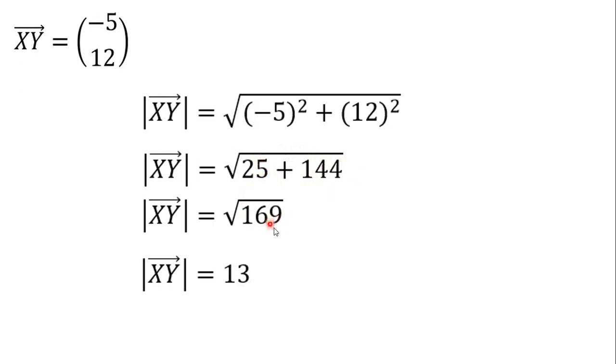That's indeed 169. And now we want to find out the square root of 169. That is, which number we can multiply by itself to give us 169. And indeed, that number is 13, because 13 times 13 is indeed 169. So therefore, the square root of 169 is indeed 13. So the magnitude of xy is equal to 13.